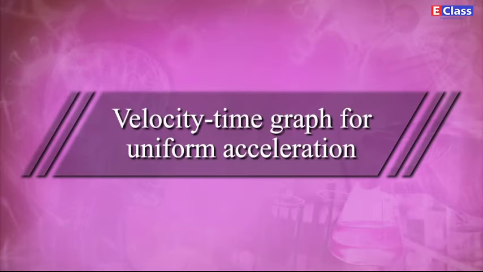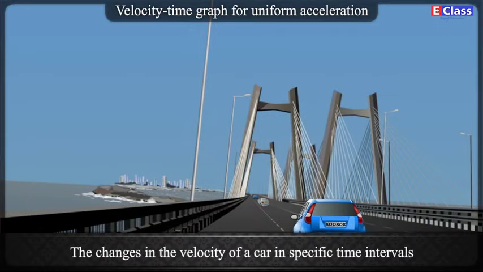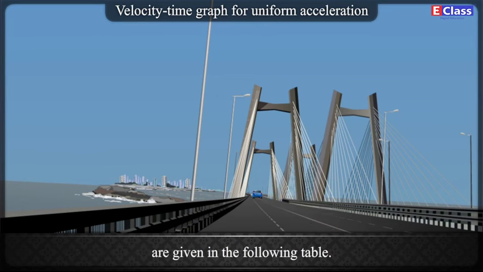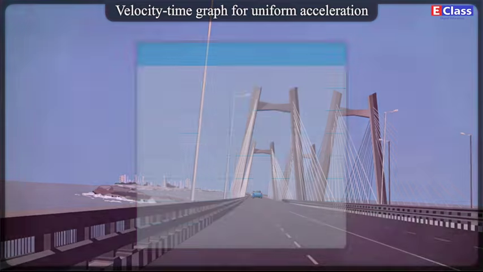Velocity-time graph for uniform acceleration. The changes in the velocity of a car in specific time intervals are given in the following table.